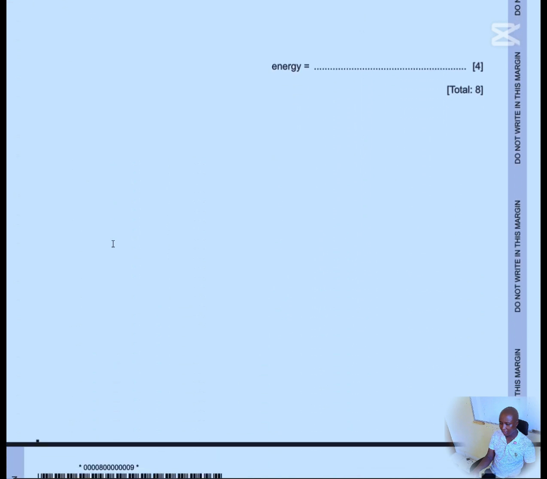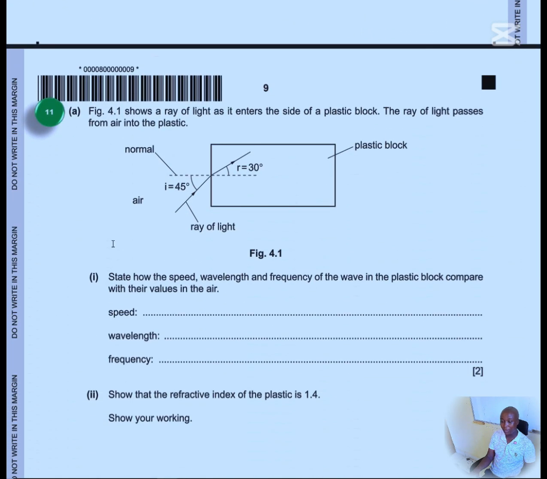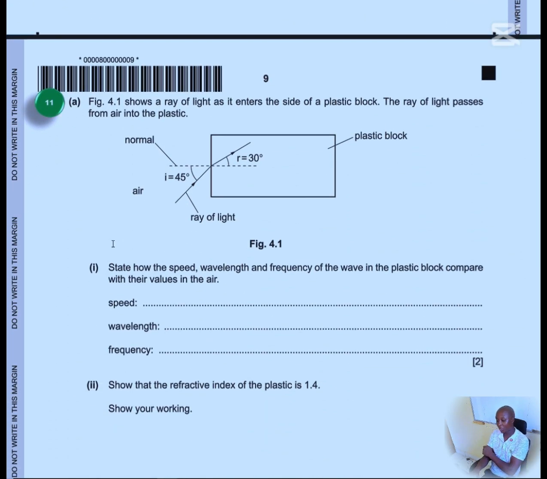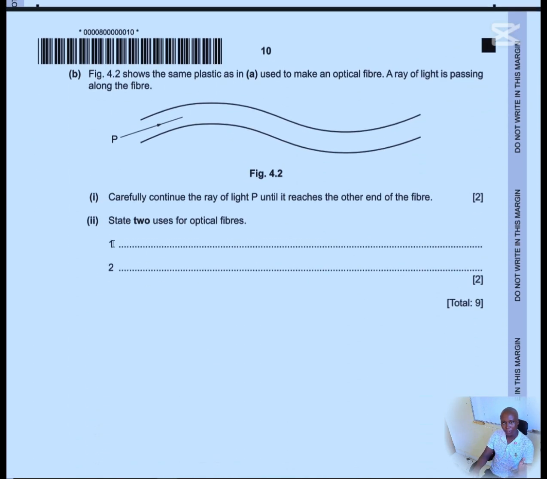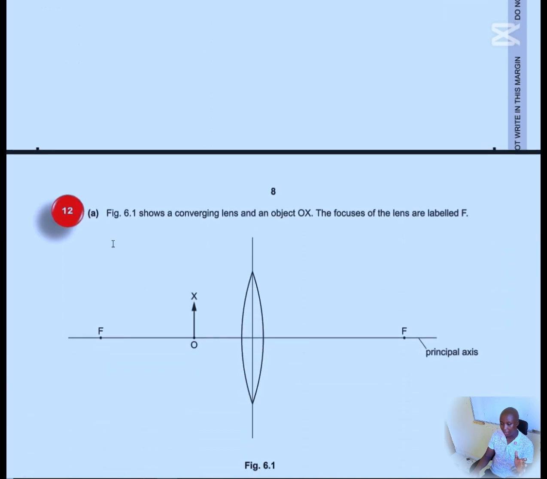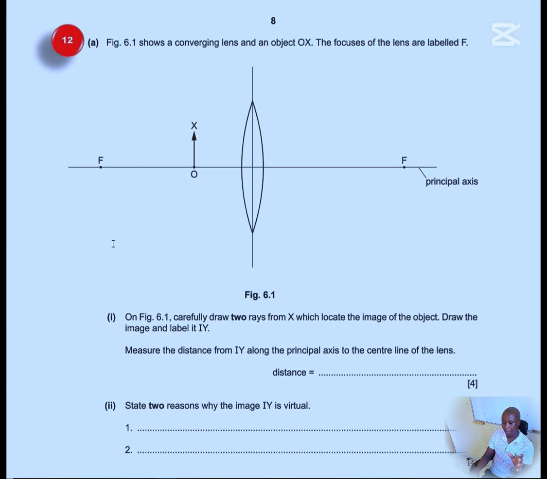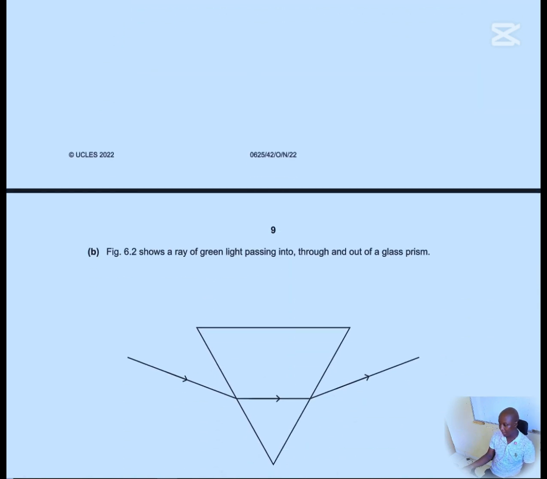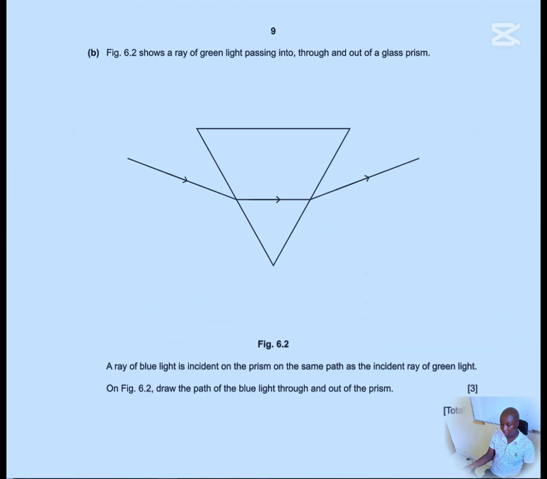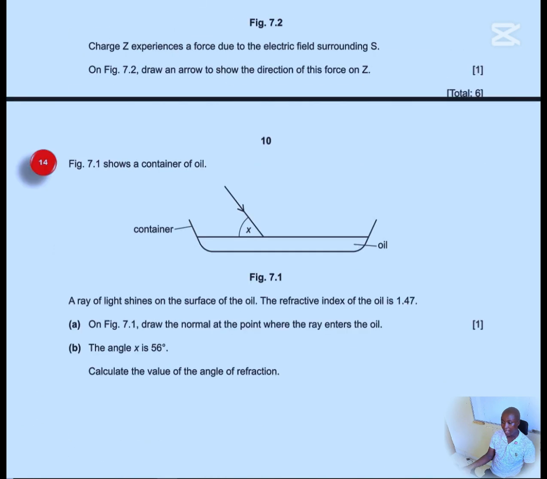We continue moving down. We'll talk about waves. You'll talk about refraction. We talk about lenses. We talk about optical fibers, and also the concept of critical angles and total internal reflection. So basically, those are the main keys, and of course diffraction, which you really need to know.